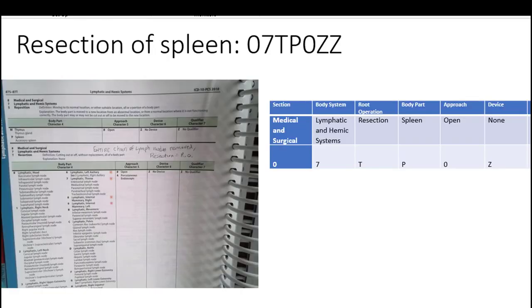And here is the table we're using and the PCS code. Just as a reminder, you see the body system there? The spleen is in the lymphatic and hemic systems. Make a note, if you're not familiar with that body system, that you can recall that spleen goes here.